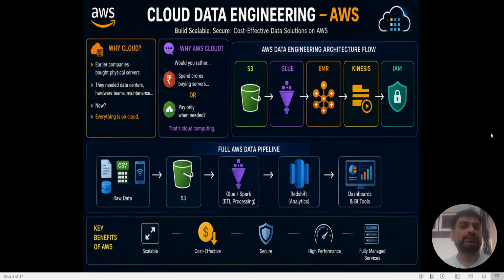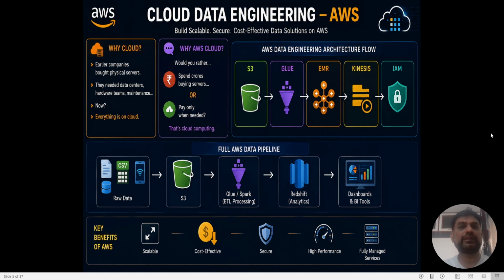Now, once data is cleaned and processed, business teams want insights, dashboards, reports, KPIs. That's where Redshift comes in. Redshift is AWS cloud data warehouse optimized for analytic queries. Examples: top selling products, monthly revenue, customer trends. All this is analyzed using warehouse systems like Redshift.